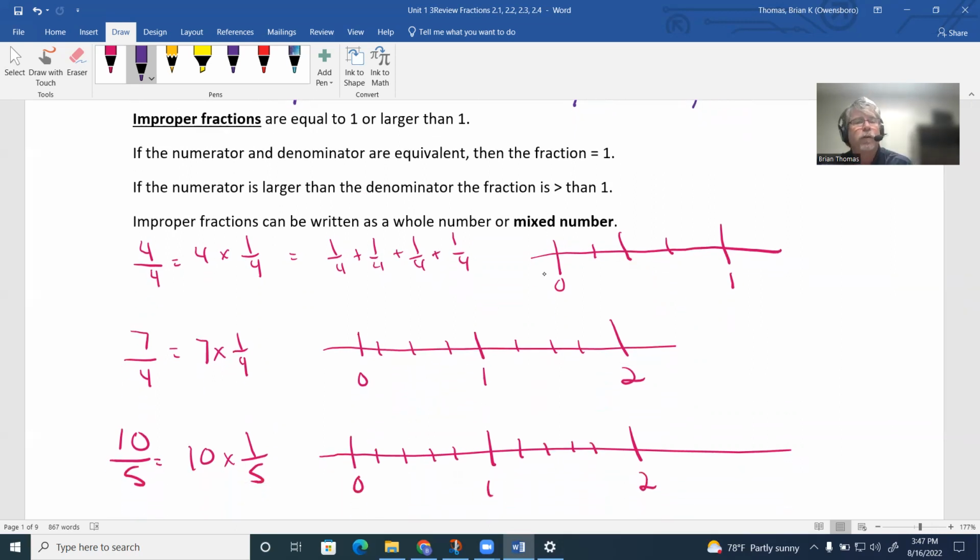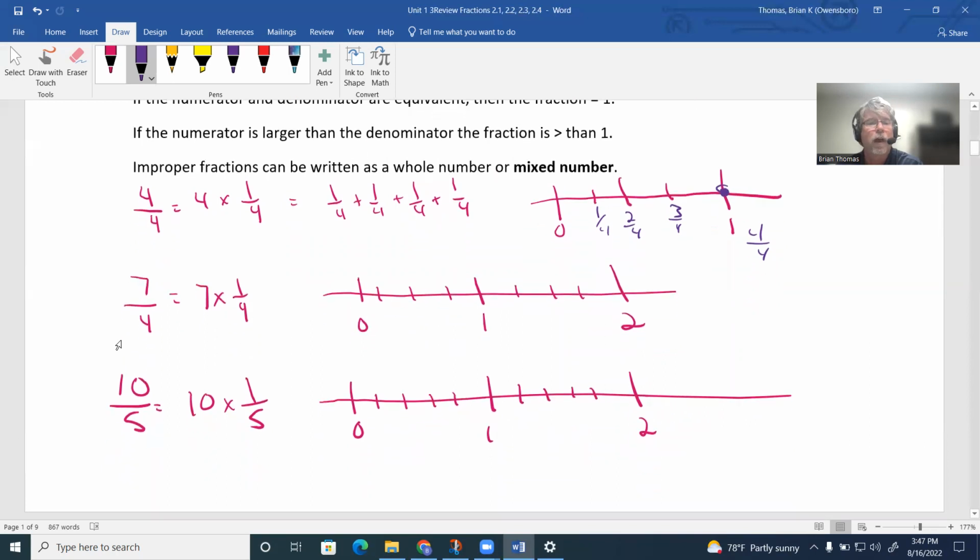Notice that 4/4 means 4 times 1/4. That's 1/4 plus 1/4 plus 1/4 plus 1/4. If I'm using a number line, notice that I've already got my scale broken into fourths. So we'd have 1/4, 2/4, 3/4, and 4/4 would equal the same thing as 1. So if the numerator and the denominator are equivalent, that will always equal 1.